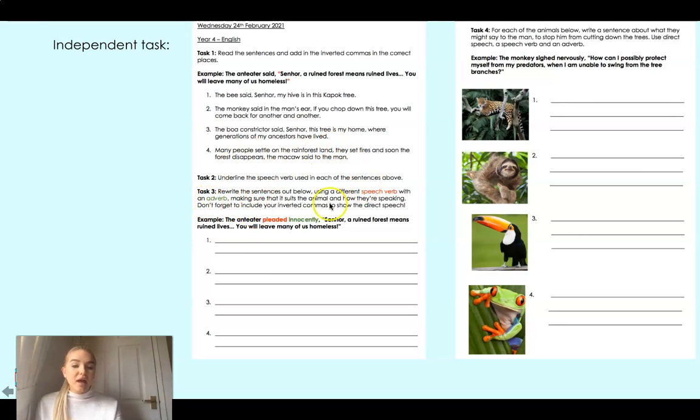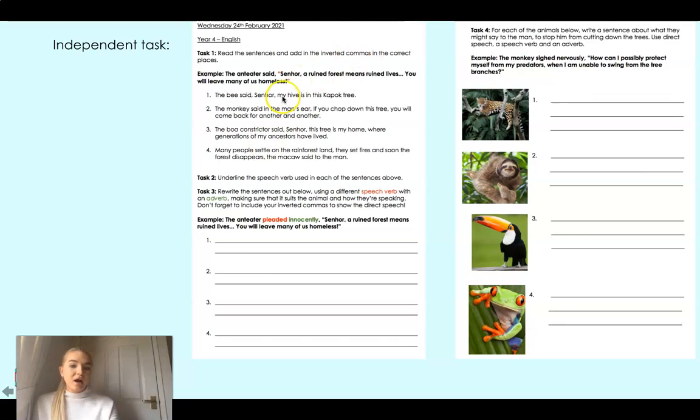Task 2, you are then going to underline the speech verb used in each of the sentences. So for all of these sentences, you read them, you find the speech verb, remembering that the speech verb is how many words? 1. The reported clause is the group of words telling us who says it, but the speech verb is just the one verb telling us how who said it or who maybe shouted it. Then you are going to rewrite these sentences. You are not going to think of any other sentences. You are rewriting those ones out, and you are going to use a different speech verb and a different adverb, making sure that it suits the animal and how they're speaking. And you don't forget to use the inverted commas.